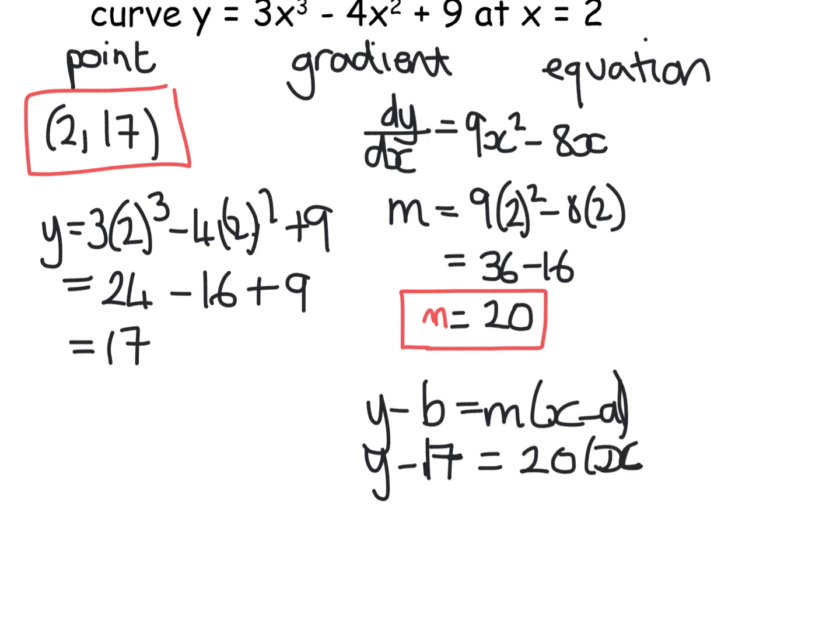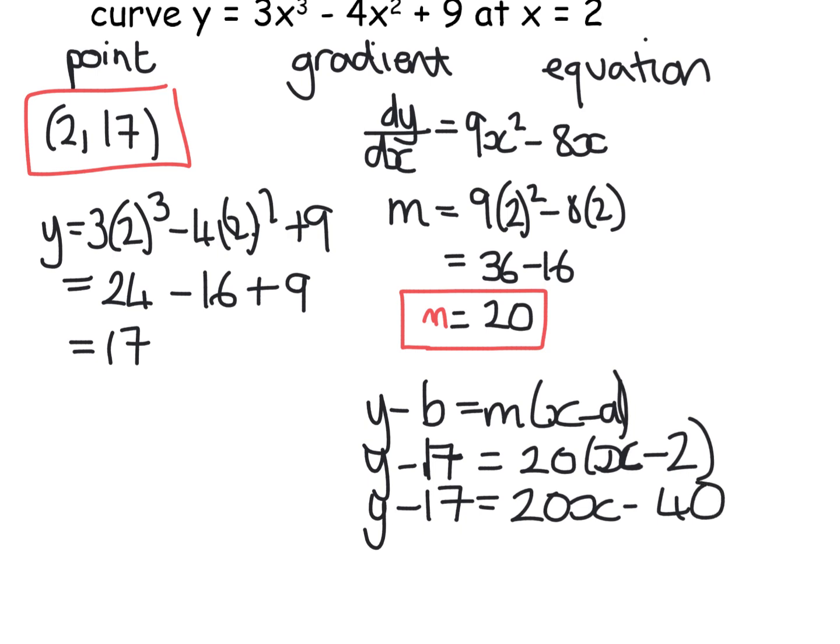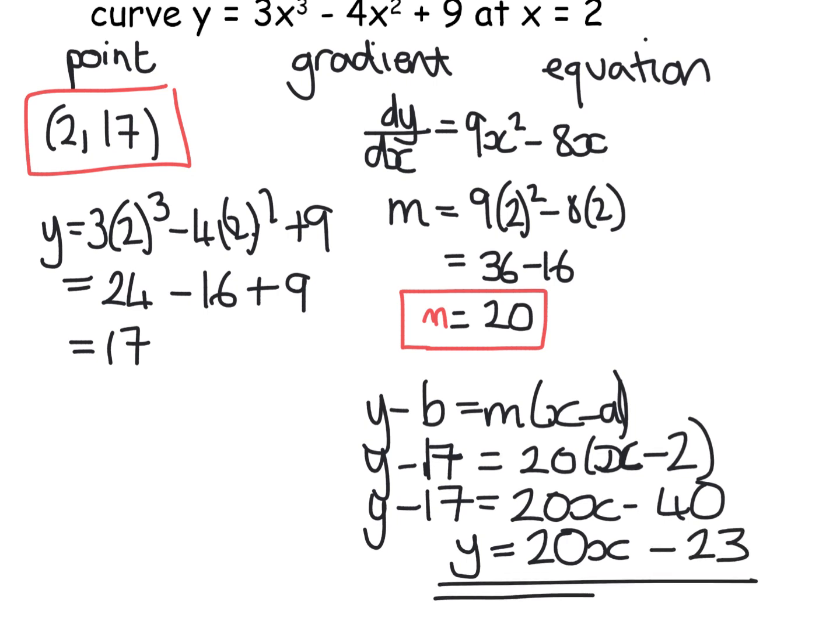I need to get a better pen. And if you multiply this out, you have negative 40 here, and take your 17 over, so 20x, that will become add 17, so negative 23. So this is the equation of the tangent when x equals 2.